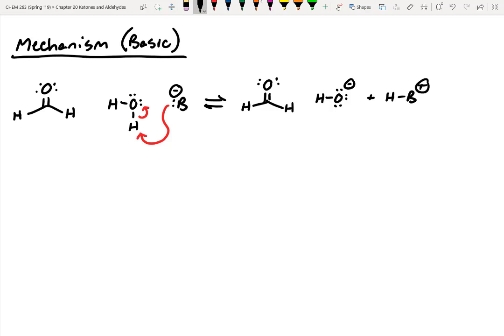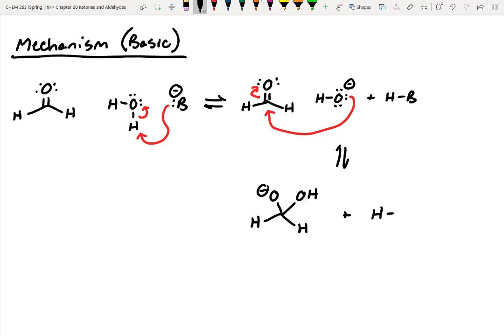What do you think will happen next? Hydroxide is our best nucleophile. So we can kick up electrons. Oops, yeah, you're right. It should just be HB, not HB+. Good catch. So now we're almost there. Last step, what do we need to do?